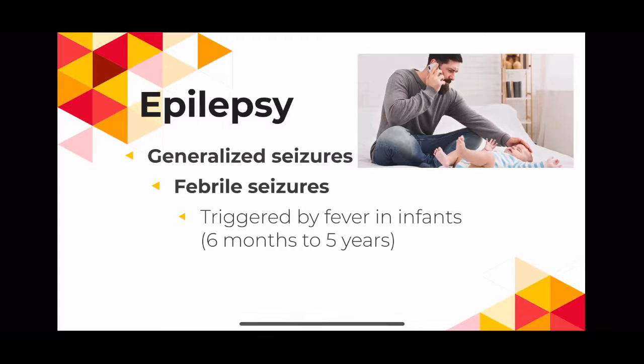The last type of generalized seizure is called febrile seizures, and these are triggered by a fever in infants from 6 months to 5 years old. I've had a lot of students in the past tell me that they used to have seizures as a little kid, usually due to a fever. A lot of them end up not developing epilepsy.